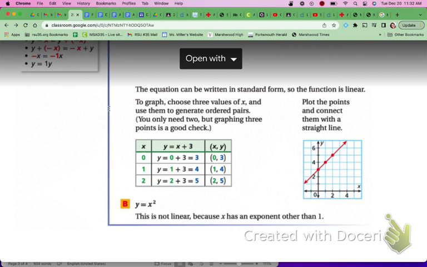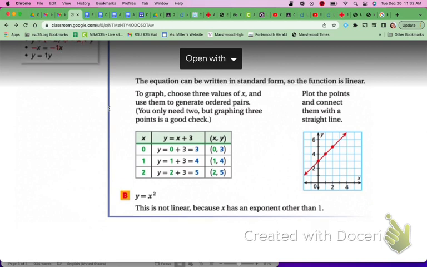Whenever you are going to be graphing from this point on out, always connect your dots and put arrows on the end of your graphs, please. Don't just leave them as dots. Okay? Why is b not linear?